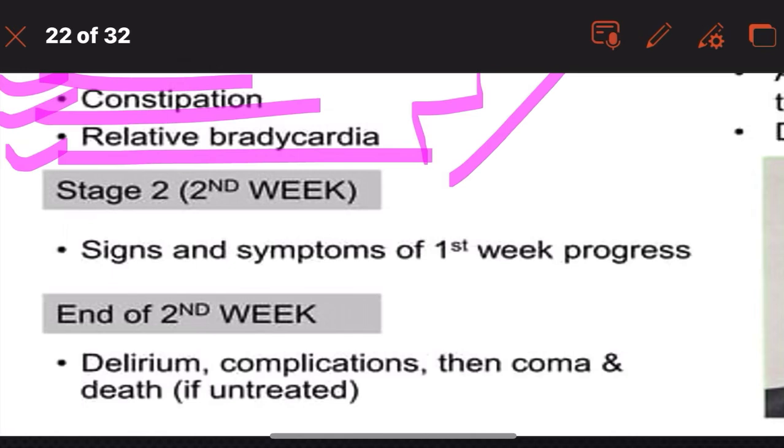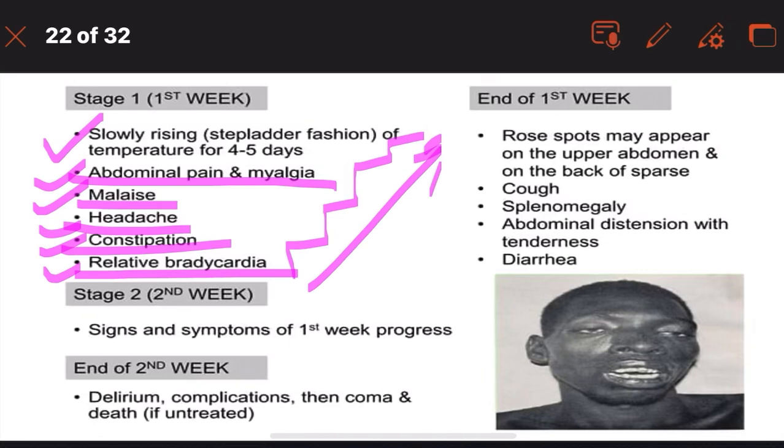Then what happens at the end of the second week? At the end of the second week, the brain involvement occurs. That is the delirium, complications. Then coma and death can also occur if it is untreated.